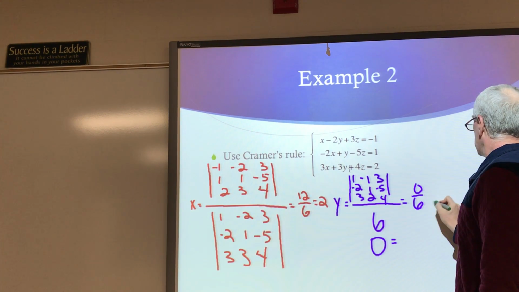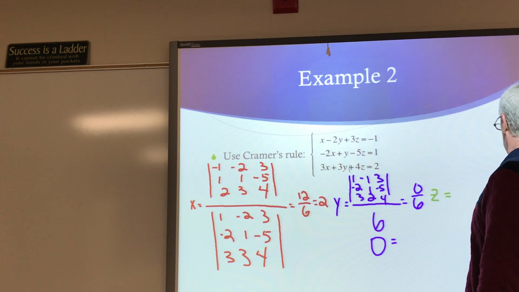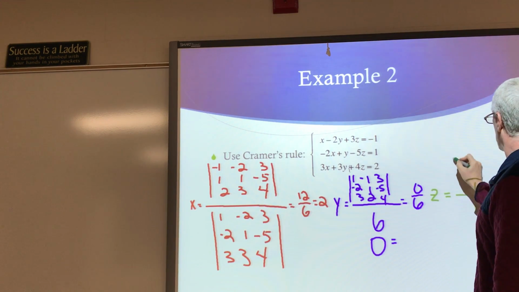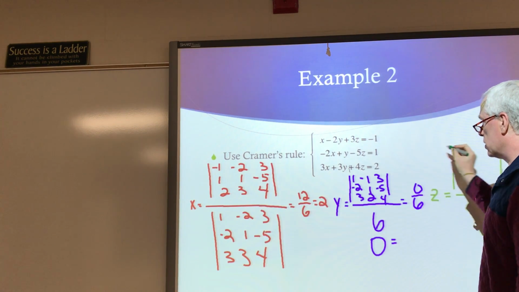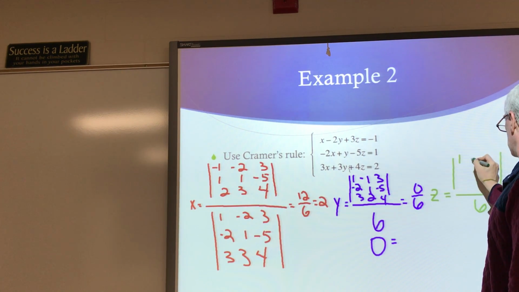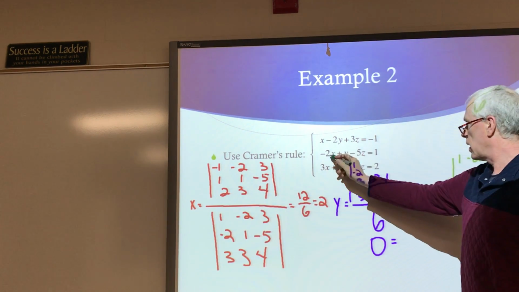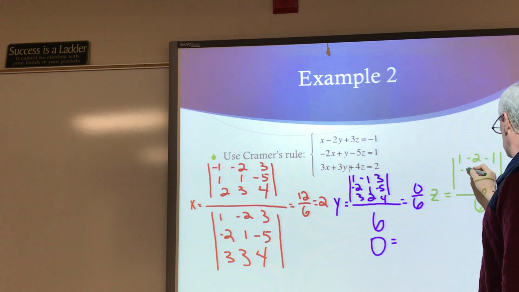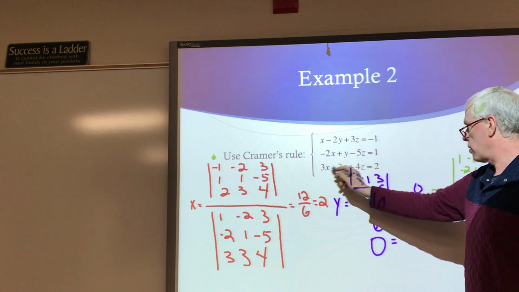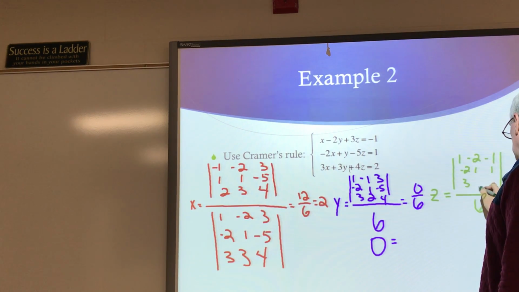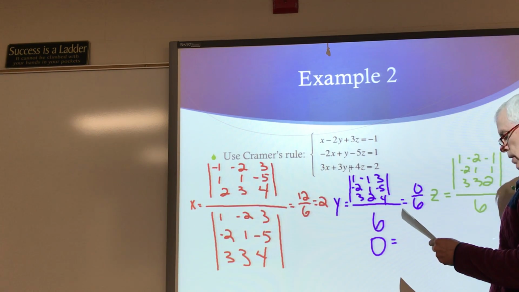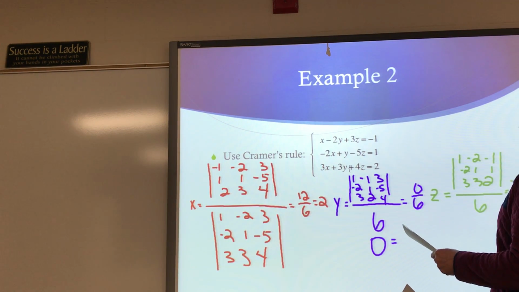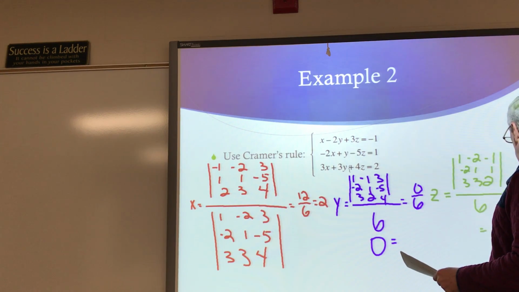And then z. We know we're going to get a 6 on the bottom. We're going to replace the z column with these constants. So 1, negative 2, negative 1, negative 2, 1, 1, and 3, 3, 2. And when you go into your calculator and you find the determinant of that, you get a negative 6 over a 6, which is a negative 1.